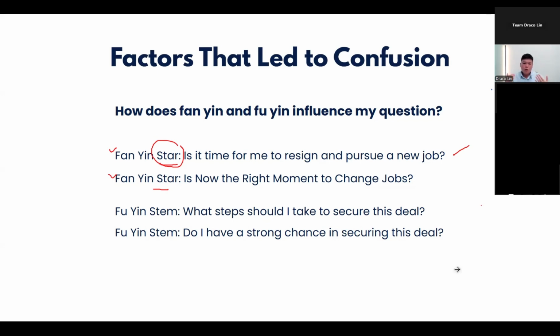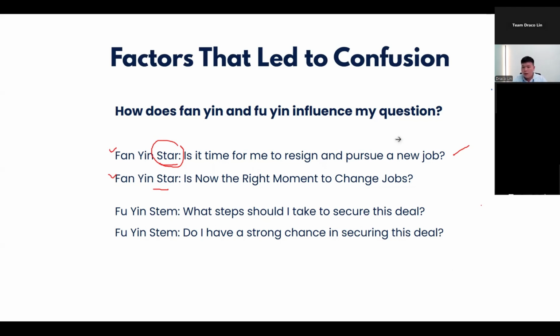Right now we're going to move away from all this. We focus on this confusion, which is Fan Yin and Fu Yin for today. Fan Yin and Fu Yin is very strategic and very straightforward if you have all this confusion settled. So the first question, with the Funding Star: is it time for me to resign and pursue a new job?